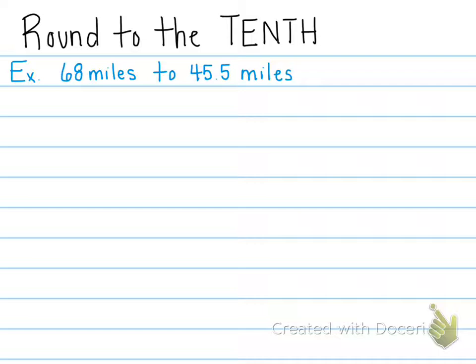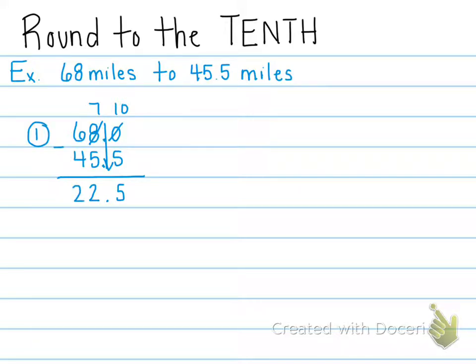Let's say we're going from 68 miles to 45 and 5/10 miles. My first step, again, is to find our amount of change. So I'm going to do 68 minus 45.5. Remembering we got to line up our decimals. Borrow. 10 minus 5 is 5. Decimal comes straight down. 7 minus 5 is 2. 6 minus 4 is 2. So my amount of change is 22.5.